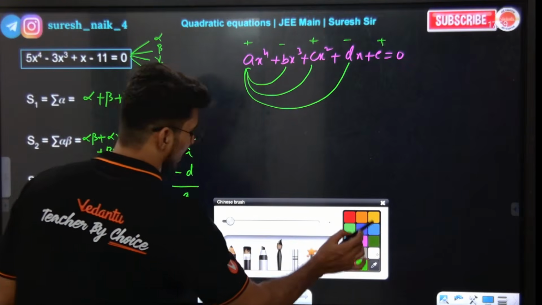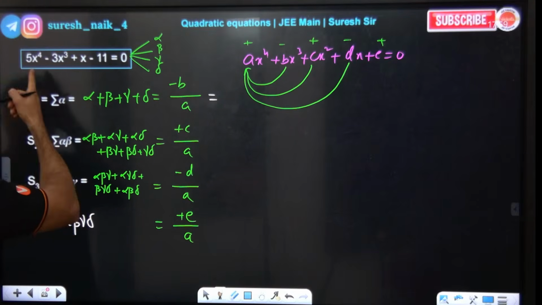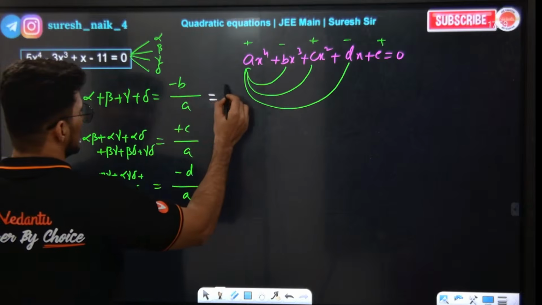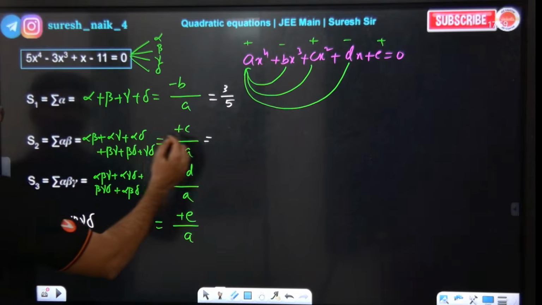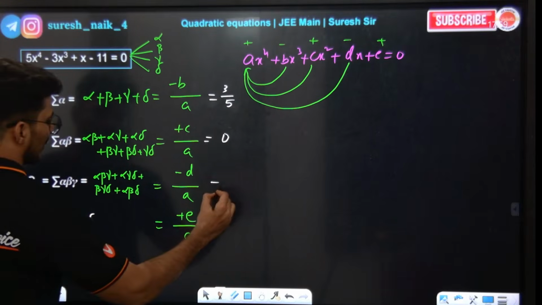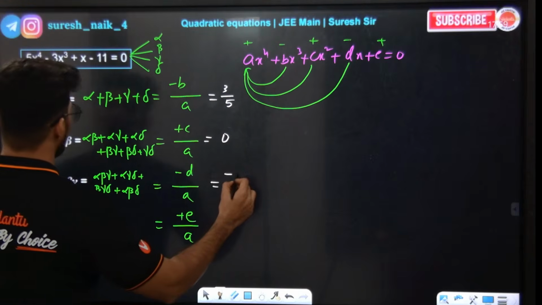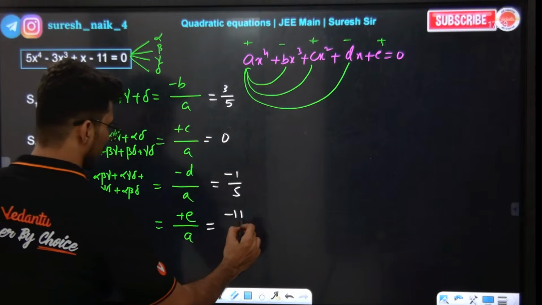Okay, now what is the value of minus b by a here? Minus b by a means basically minus of minus plus 3 by 5. Then c by a, the x square coefficient, is directly 0. So tell me, minus d by a, what is d? The coefficient of x, which is minus 1 by 5. The product of the roots is plus e by a, so minus 11 by 5.